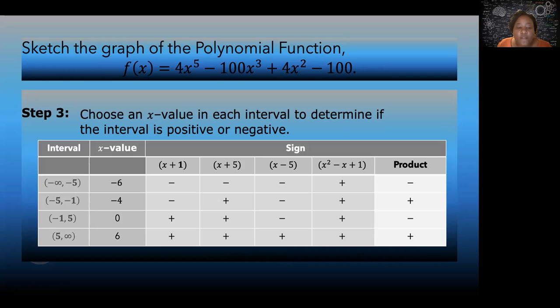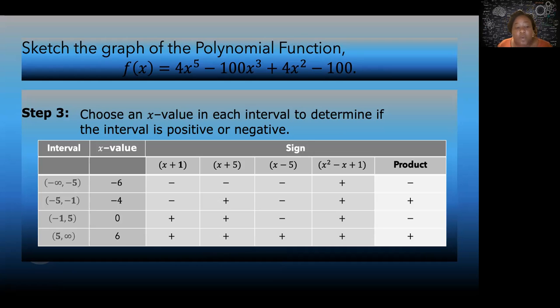So now for negative 5 comma negative 1, we would choose the x value negative 4. So we would plug negative 4 into x plus 1, and we get a negative number. Same for x plus 5, we get a positive number. For x minus 5, we get a negative number. And for the last factor, x squared minus x plus 1, we get a positive number. And when we multiply an even number of negatives together, we get a positive, and a positive times a positive will be a positive. So that product would be a positive. That implies that that interval will be a positive interval, the entire interval.